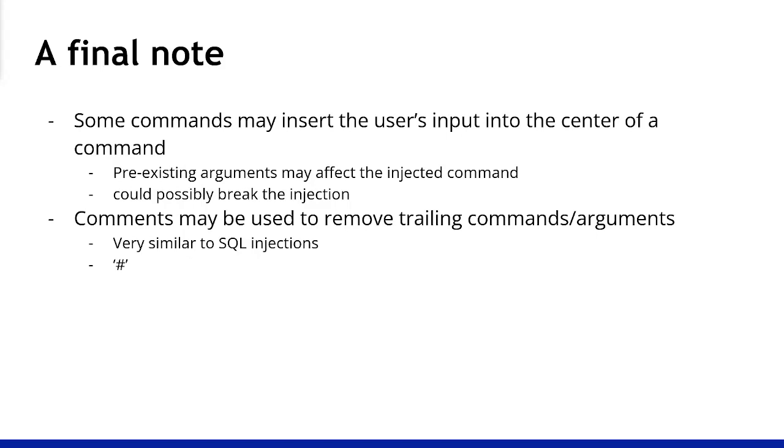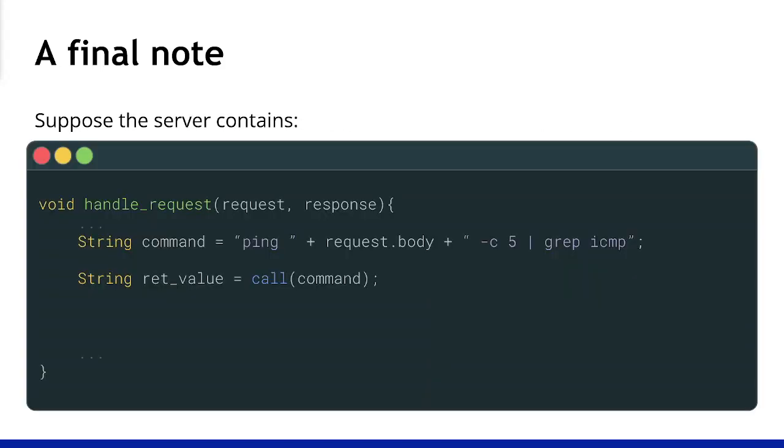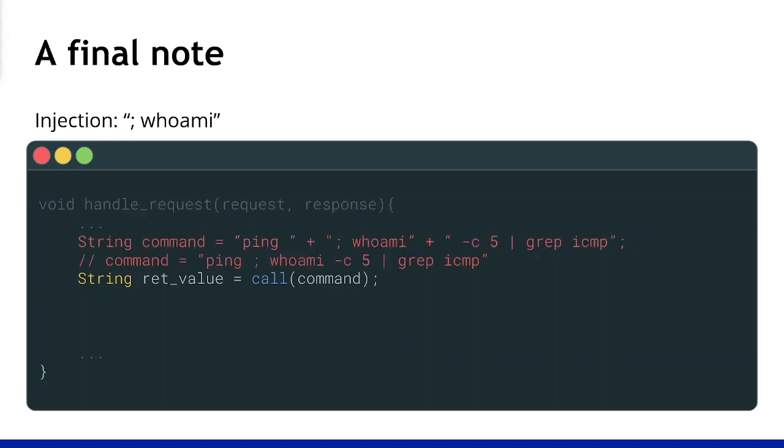And to solve this, we can actually use a similar method as we do in SQL injections, which is using the comment character, which in our case is the octothorpe or pound key. We can see the reason why this works. Let's consider the pseudocode for the server, and it's just grepping the pattern ICMP for whichever reason. And let's consider our injection, who am I? Throwing that in, it produces the command to be ping, semicolon, so that just finishes it.